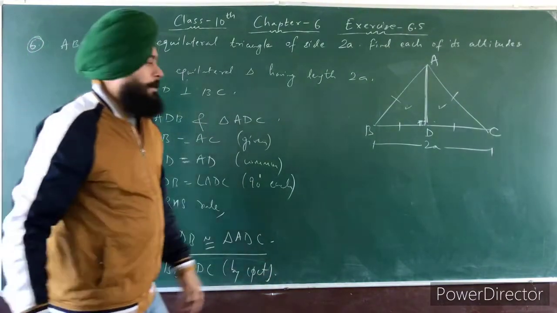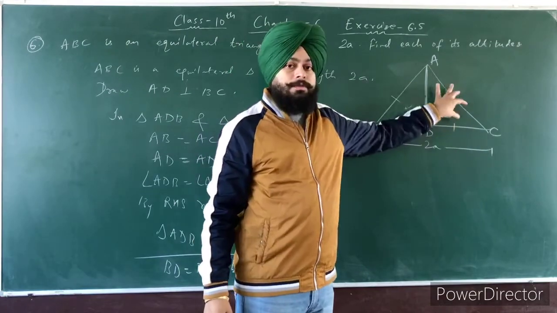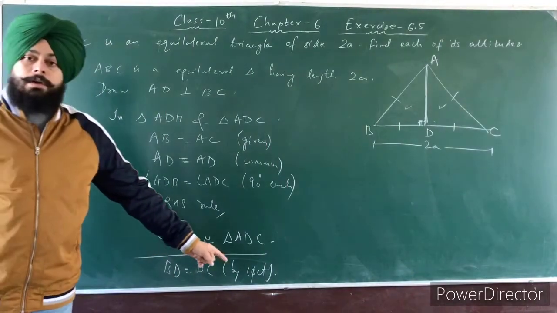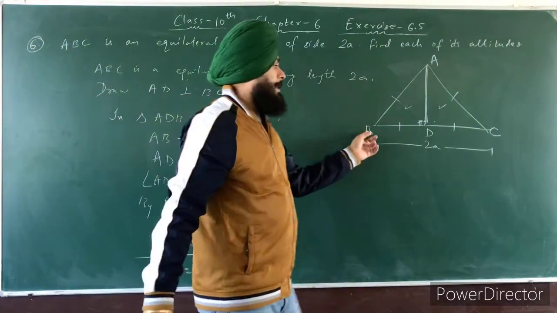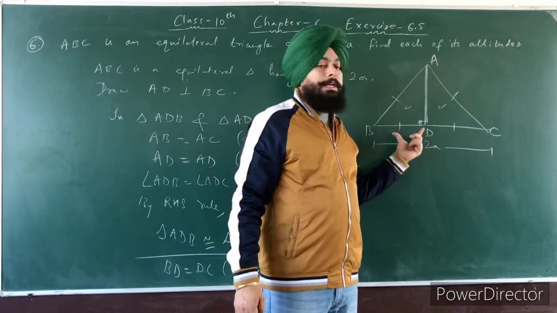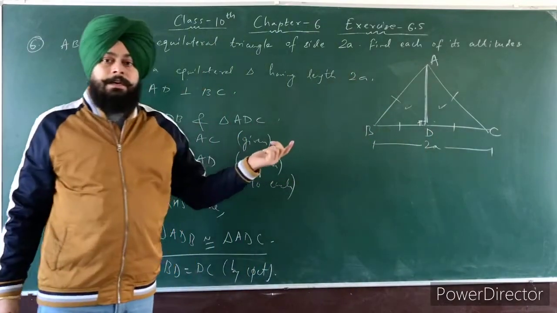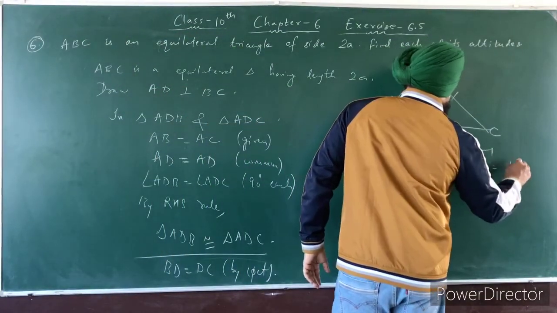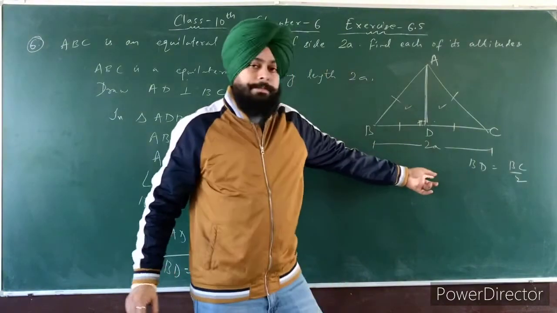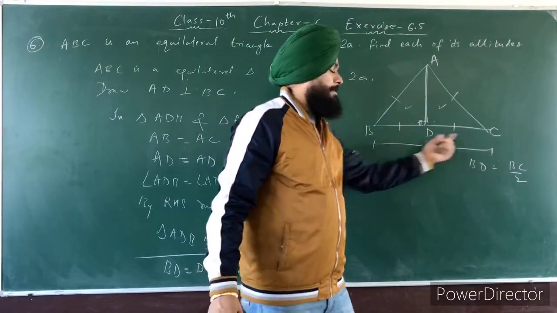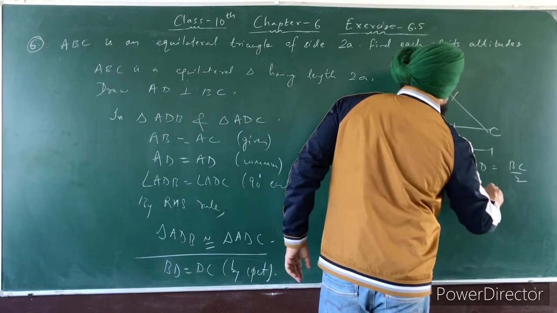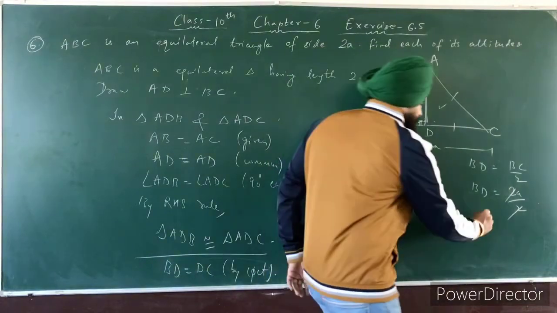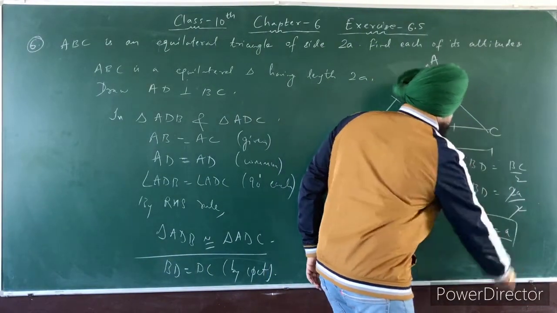BD is equal to DC. BD is the part of this triangle and DC is the part of this triangle. So right here BD is equal to DC by CPCT. CPCT is corresponding parts of congruent triangles. We know that the length of BC is 2a. So what is the length of BD? Length of BD is half of BC, and half of BC is a only. So right here BD is equal to BC by 2. Length of BC is 2a, and 2a by 2, the 2 is going to cancel. So what is that here? BD is equal to a only.